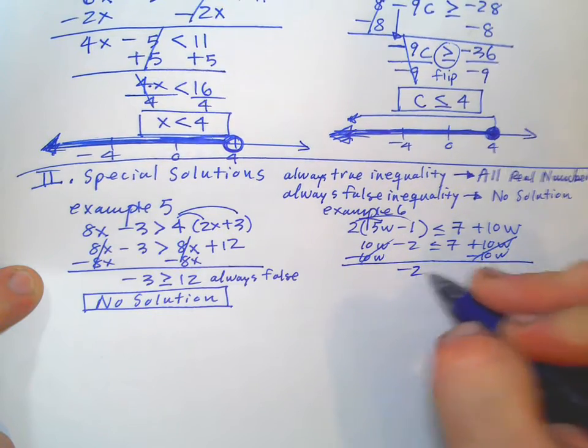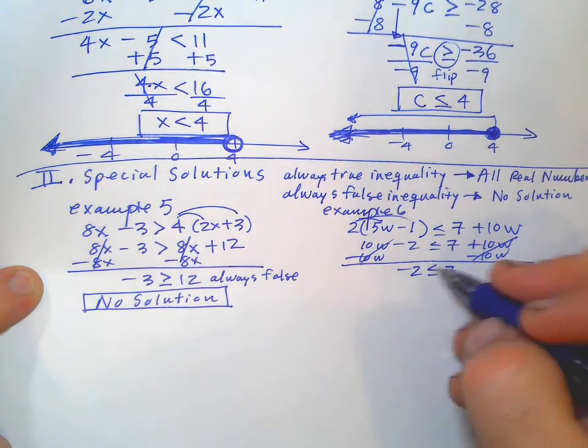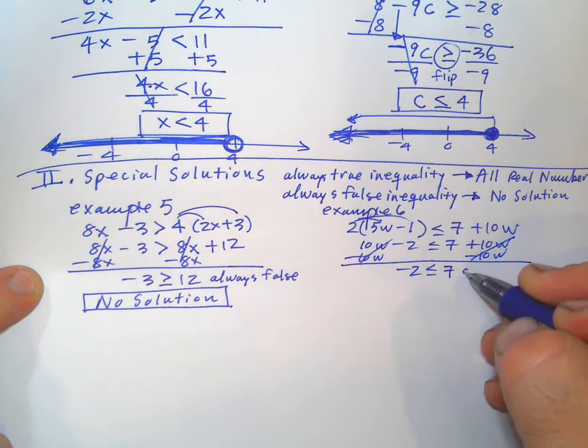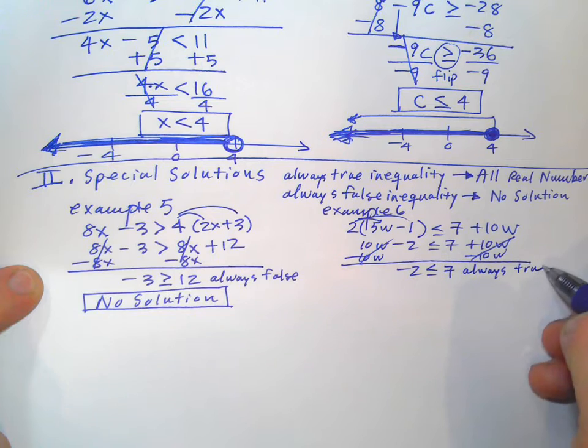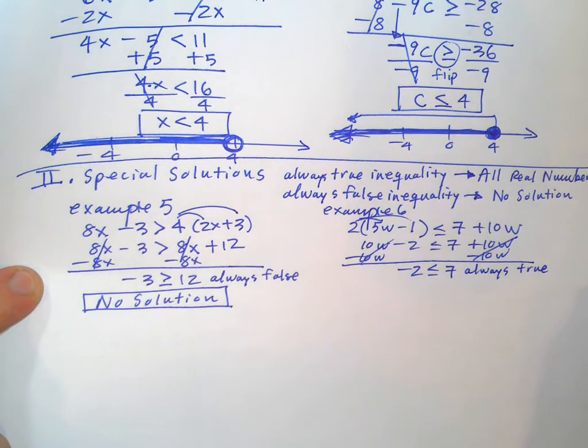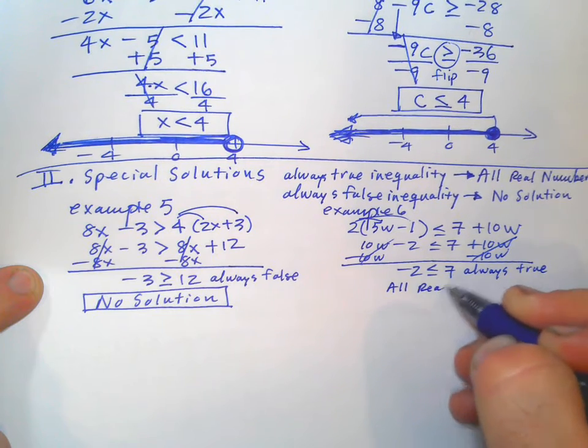Don't stop. Keep going. This is important. This tells you what you need to know. Is negative 2 less than or equal to 7? This is always true no matter what. That means no matter what you pick for w, this is still going to work. So the answer is going to be all real numbers.